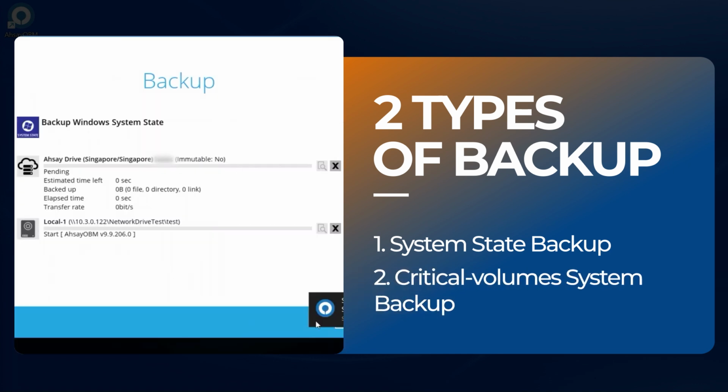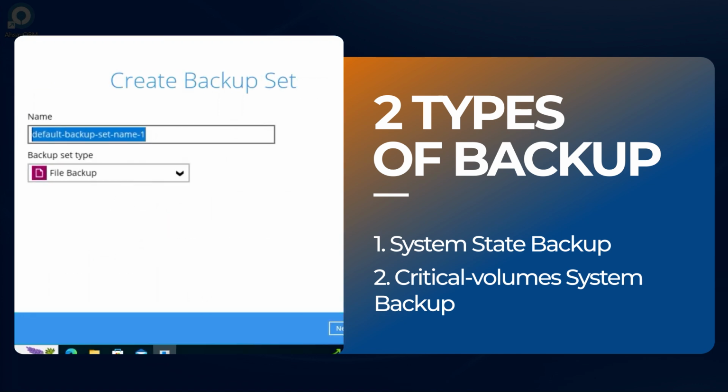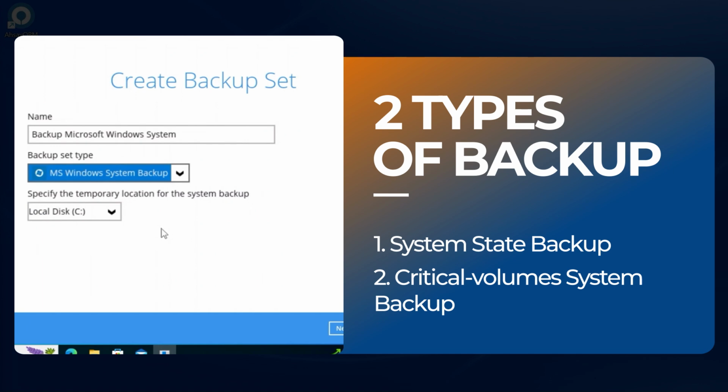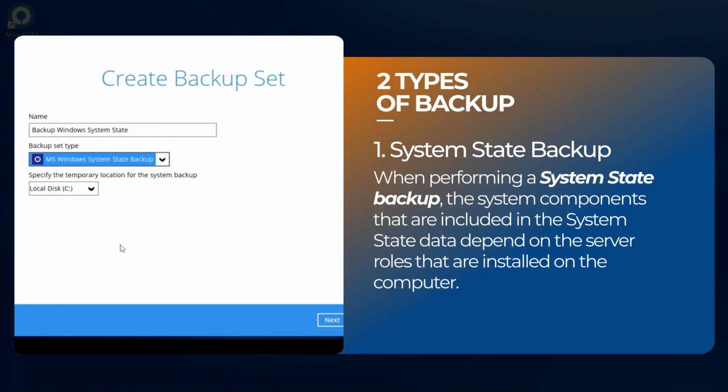A System State Backup should be run before you make changes to your system, for example, Windows Update, while System Backup should be made if you also need to preserve the installed applications and data when you may need to do a full system recovery. When performing a System State Backup, the system components that are included in the System State data depend on the server roles that are installed on the computer.